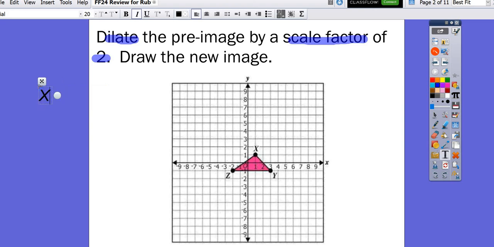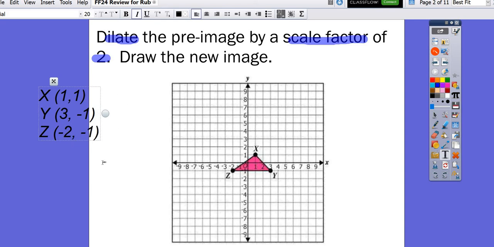We have X, and X, if you look, is at 1, 1. So I'm going to put 1, comma 1. I'm going to go to my next line and do Y. And Y, if you go there, is 3, -1. Okay, and then I'm going to go to Z, which is, if I start at 0, 0, -2, -1.